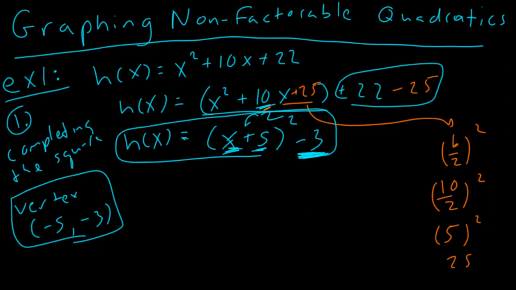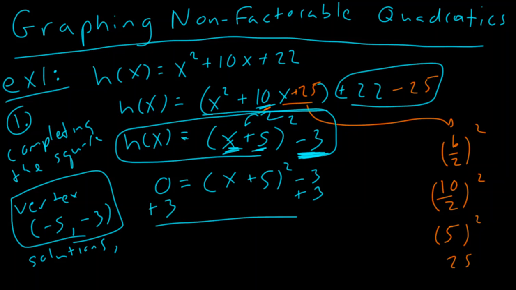We have the vertex. Now from here, remember, to find our solutions, or remember I could call them roots or zeros or x-intercepts, we'll simply set h of x equal to 0, and we'll say 0 is equal to parentheses x plus 5 squared minus 3. And here we're just going to do simple algebra. We get rid of our subtraction first by adding 3 to both sides. We have 3 is equal to x plus 5 squared.